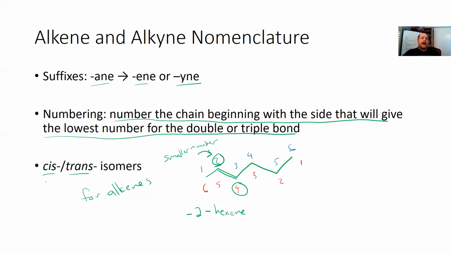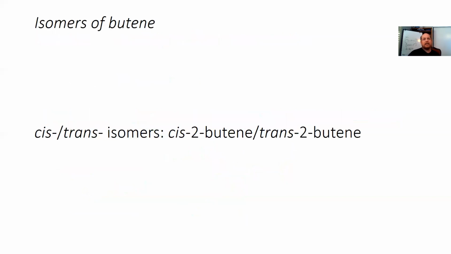There's another thing we have to add to this, though, which is either cis or trans. And so there's going to be a cis or a trans out front. I'm going to tell you on this one right now, based on how this is drawn, this is a trans-2-hexene. And that's based on this double bond and how the pieces on either side of it are drawn, okay? And so we'll get more into that now.